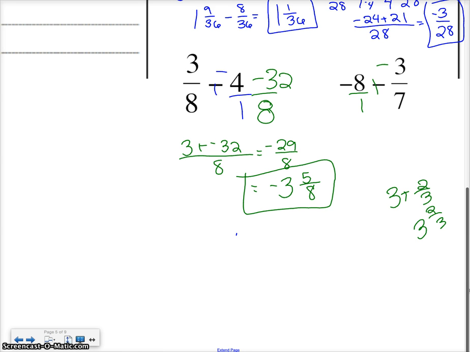Okay, so here I see they're the same sign, so I'm just going to smush the fraction to my whole number. Negative 8 and 3/7. I can only do that because they're the same sign. But be nice to yourself if you can, okay? Because you will be doing lots of work.